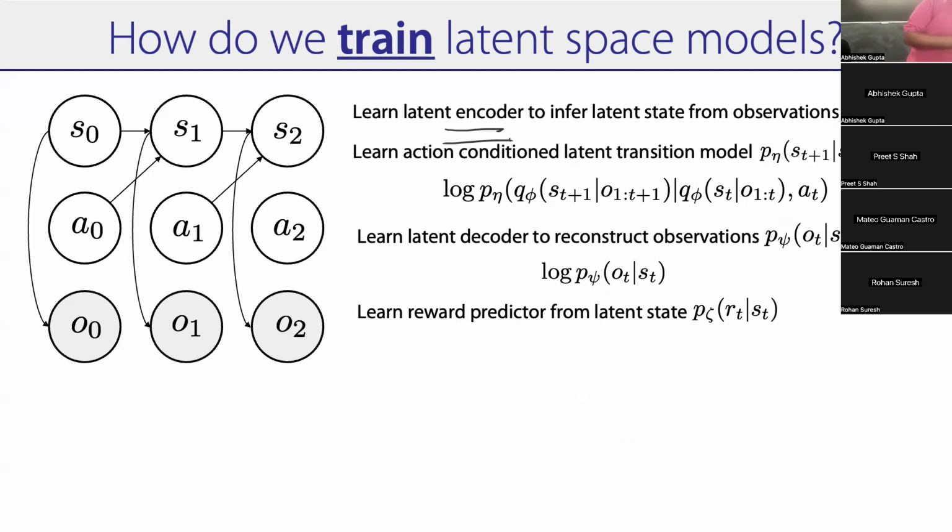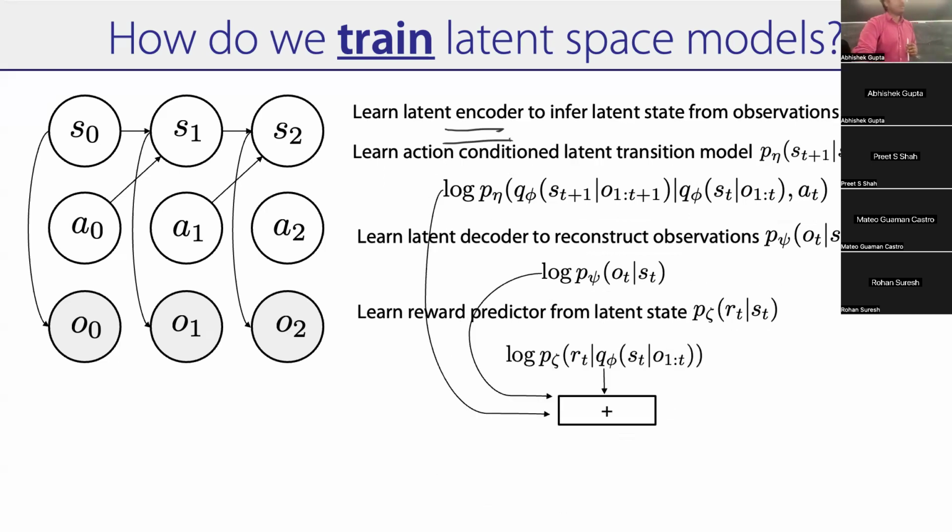Okay, so we have all of these different losses, right? And then you do a big old sum, right? So the losses are observation reconstruction, where you're trying to reconstruct the observations from the latent. You're trying to predict the reward from the latent. You're trying to predict the next latent from the current latent and action. And you just sum them up, and that gives you essentially your Dreamer algorithm, right?